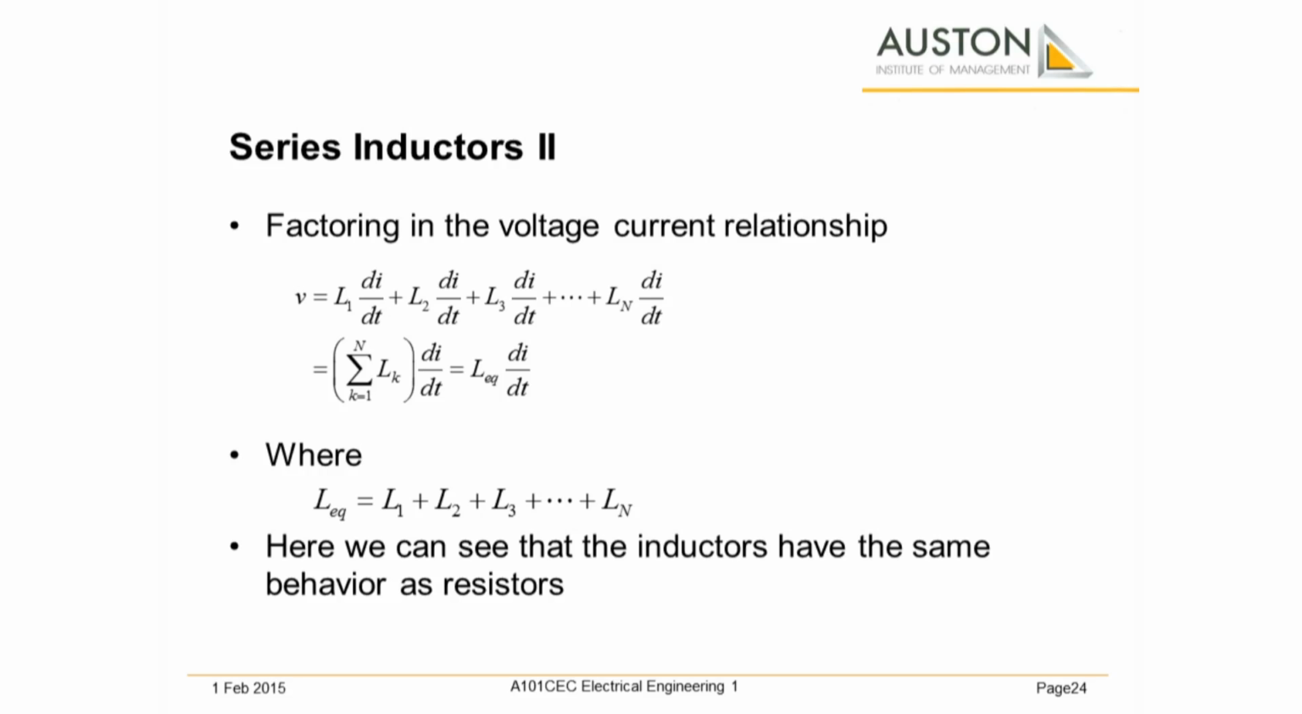Since the current through each inductor will be the same, we can factor out the current from the voltage equation, and we can then say that if we have several inductors in series, the total inductance will be the sum of the individual inductances, which means that the total inductance L will be equal to L1 plus L2 plus L3 plus L4 up to Ln. Note that inductors have the same behavior as resistors.